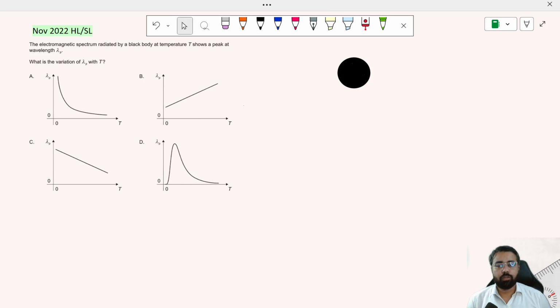In this question, we will try to identify the correct peak wavelength and the temperature graph. So we will deep dive in this question and I will tell you all the background information that is required to solve this question. So in this question, we are talking about the black body, right?